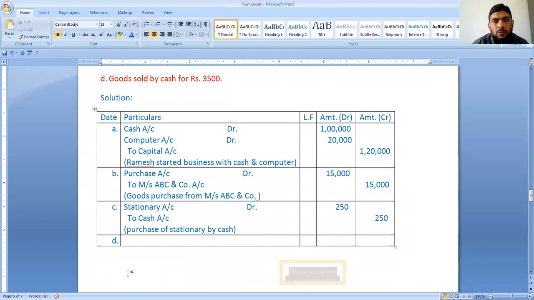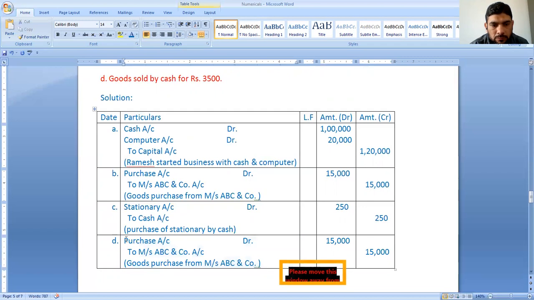Last transaction is goods sold by cash. That means goods have been sold here. So if the goods have been sold, we can write cash in the debit column. Cash account will be debited, and if the goods are sold, then we may write sales account in the credit. So goods sold by cash, and the amount is 3,500.